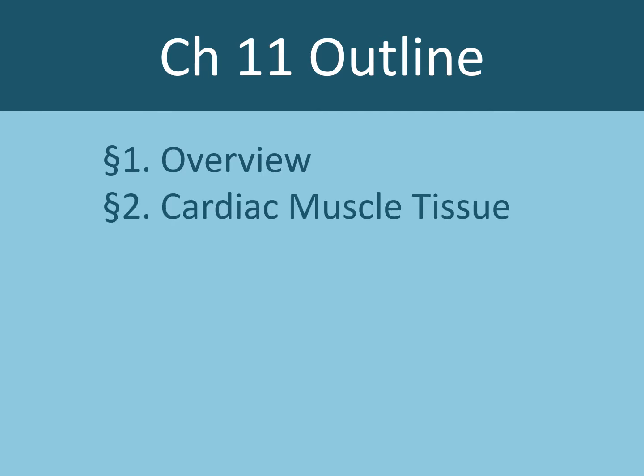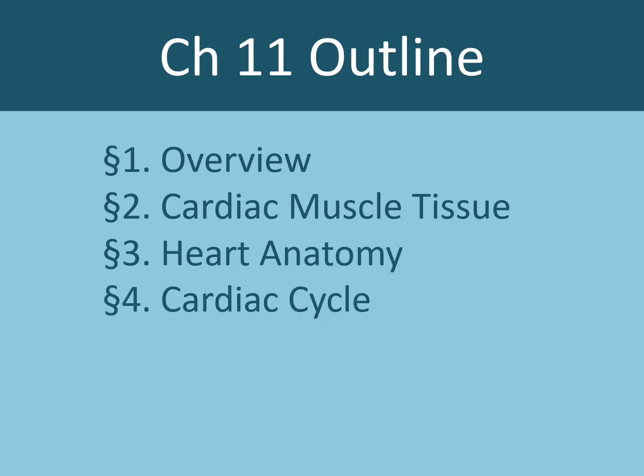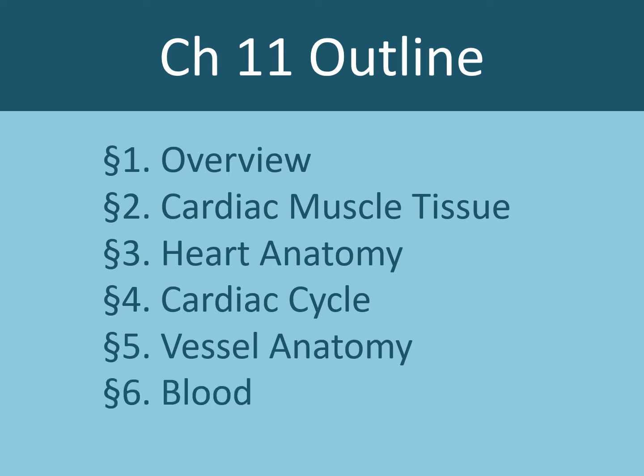In Section 2, we'll view the muscle of the heart in terms of its tissues. Section 3, we'll talk about the anatomy of the heart. In Section 4, we'll cover the cardiac cycle, the flow of blood through the heart and our cardiovascular system. In Section 5, we'll talk about the anatomy of blood vessels. In Section 6, we'll talk about the blood. And finally, in Section 7, we'll talk about our cardiovascular system and some health issues that can arise.